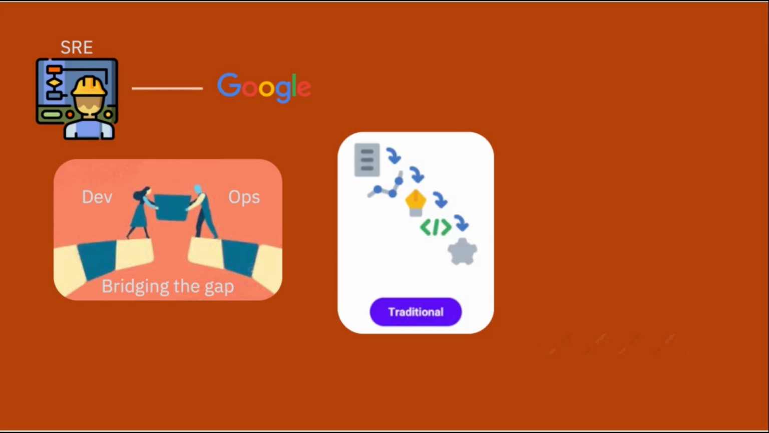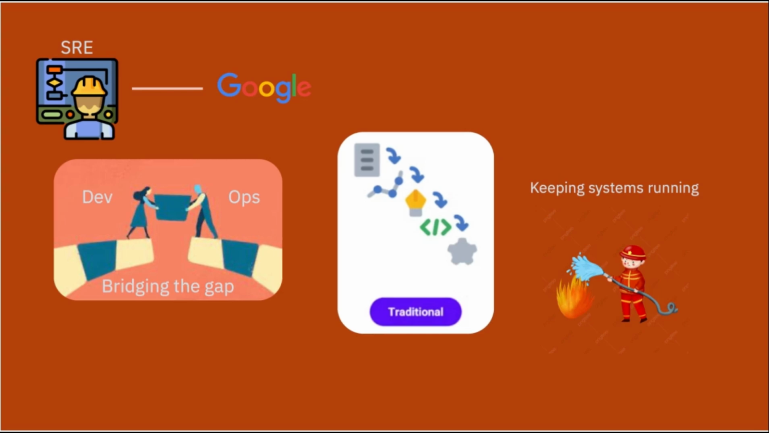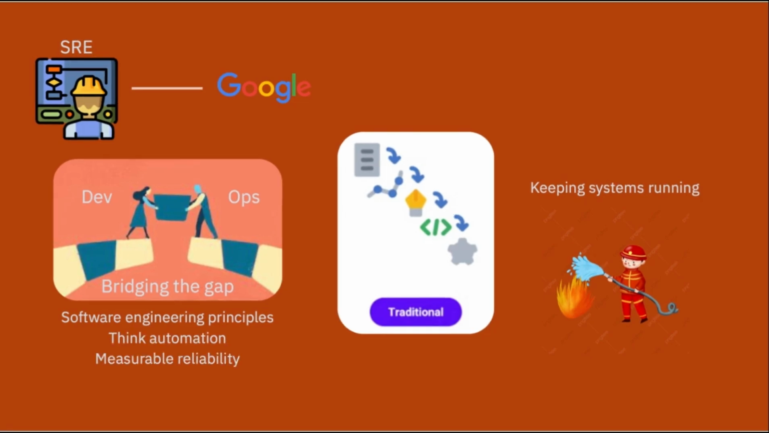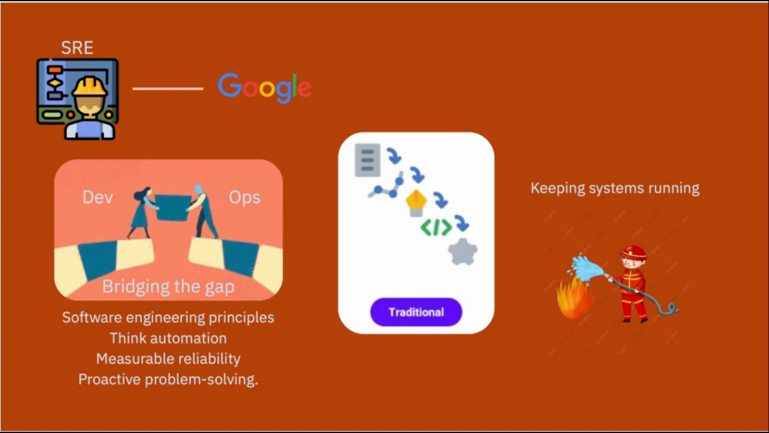But how does it differ from traditional IT ops? In traditional ops, teams focus on keeping systems running, often manually fighting fires. SRE flips this. It applies software engineering principles to operations. Think automation, measurable reliability, and proactive problem solving.